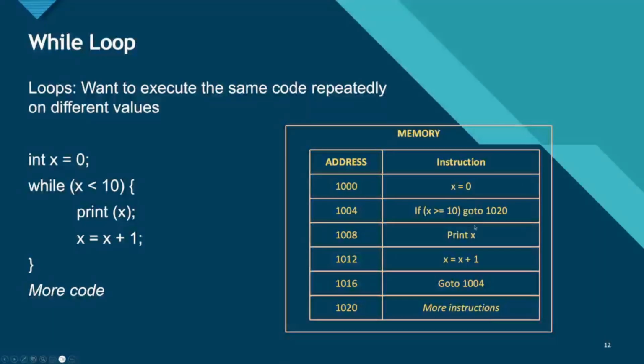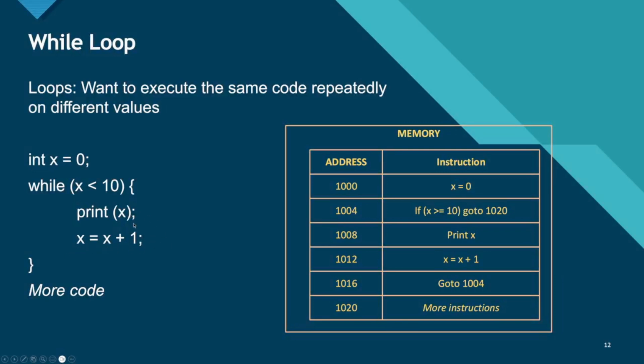So if it starts at 0, we're going to print 0, then x equals 0 plus 1, so x becomes 1. Then it's going to go back to the top of the loop. So just like here, it goes back to the top. It checks the condition again. If x is less than 10, well, right now it's 1, so we print 1, x equals 1 plus 1. Come back here, check the condition again. 2 is less than 10, so we're going to print 2, x equals 2 plus 1 is 3.